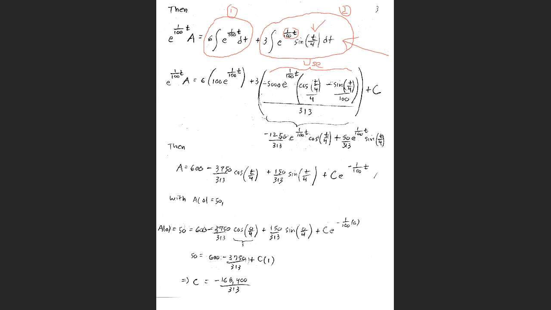Dr. Duty, for that term that you just highlighted, has the 3 already been multiplied by this evaluation at the bottom here? Good question. For MATLAB, I'm leaving the 3 out and strictly just doing the integral of e to the 100th t times the sine of t over 4 dt.